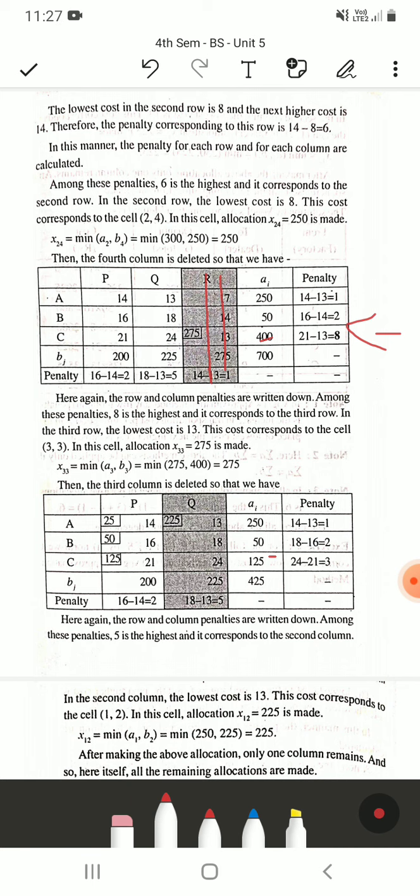So it is 14 minus 13, 1; 18 minus 16 is 2; 24 minus 21 is 3; and again here you have to calculate penalties. So it is 2 and 5. So now you have to check where the highest penalty is obtained. So here the highest penalty is over here, 5. So you have to make allocation in this column wherever the lowest value is there. So the lowest value is at 13. So allocation is made here.